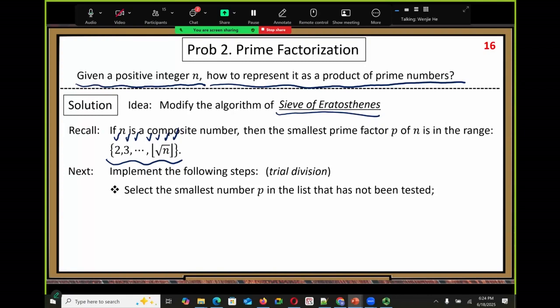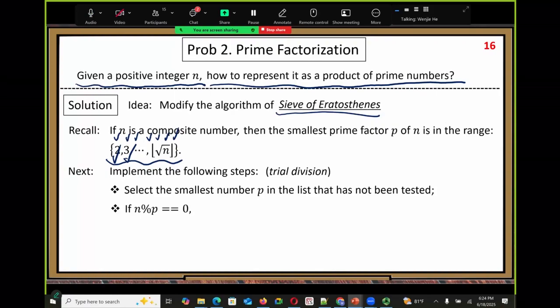The first step, select the smallest number p in the list that has not been tested. The first one we test is the first number in the list, 2. Second one, 3, and so on. So we select the smallest number p in the list that has not been tested.